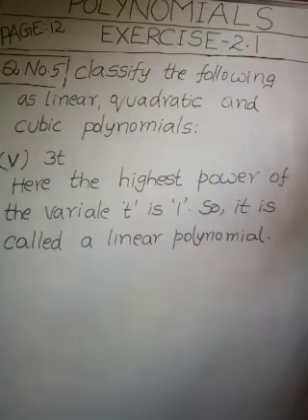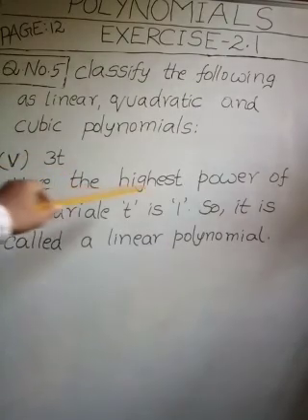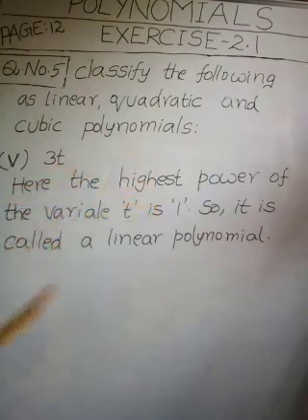Right. Now come to the question number 5. Okay, my dear children, this is not question number 4. Question number 5. 3t is the given polynomial. Then what is the highest power of the variable t here? 1. So the degree of the polynomial is 1. So what is this polynomial called? A linear polynomial. Is it clear, my dear children?